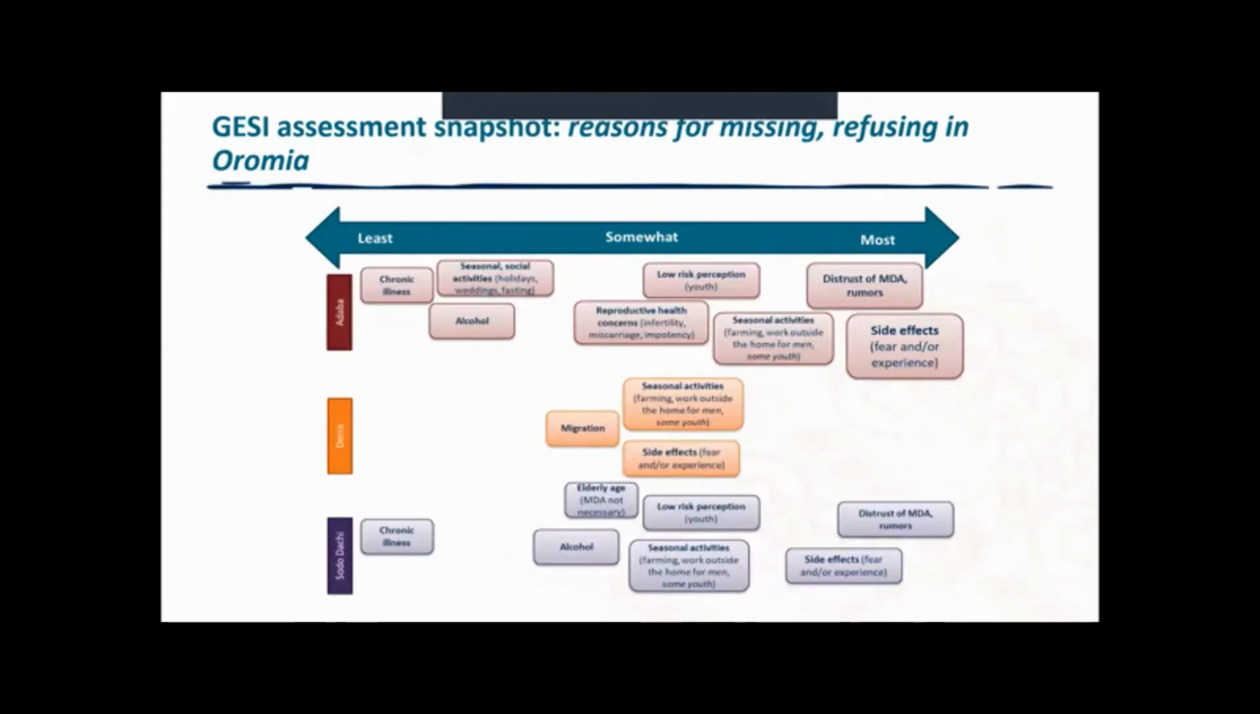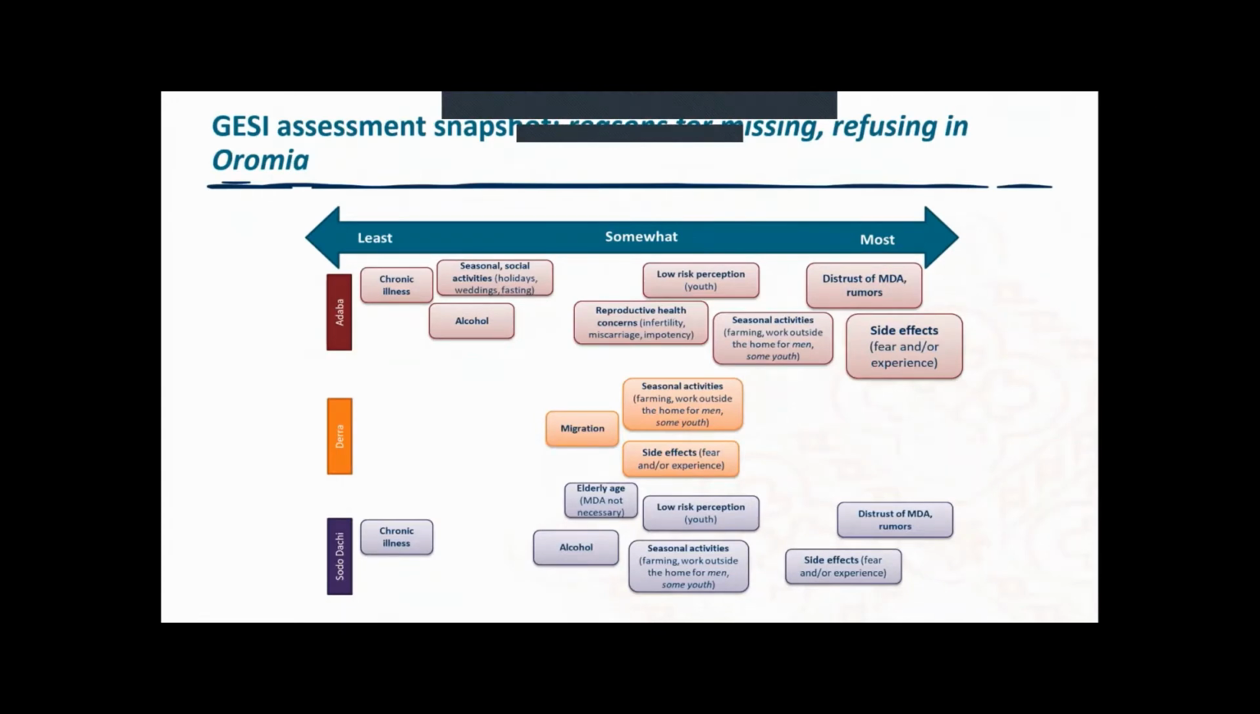These individuals and groups include youth in Adaba and Sododaji, due to low risk perception, more likely to distrust MDA, government, use alcohol; men in all districts due to not being at home during distribution, during farming season or migration; elderly in Sododaji and Wantua. They often felt MDA was no longer necessary because of their age. They think MDA is only for young people.